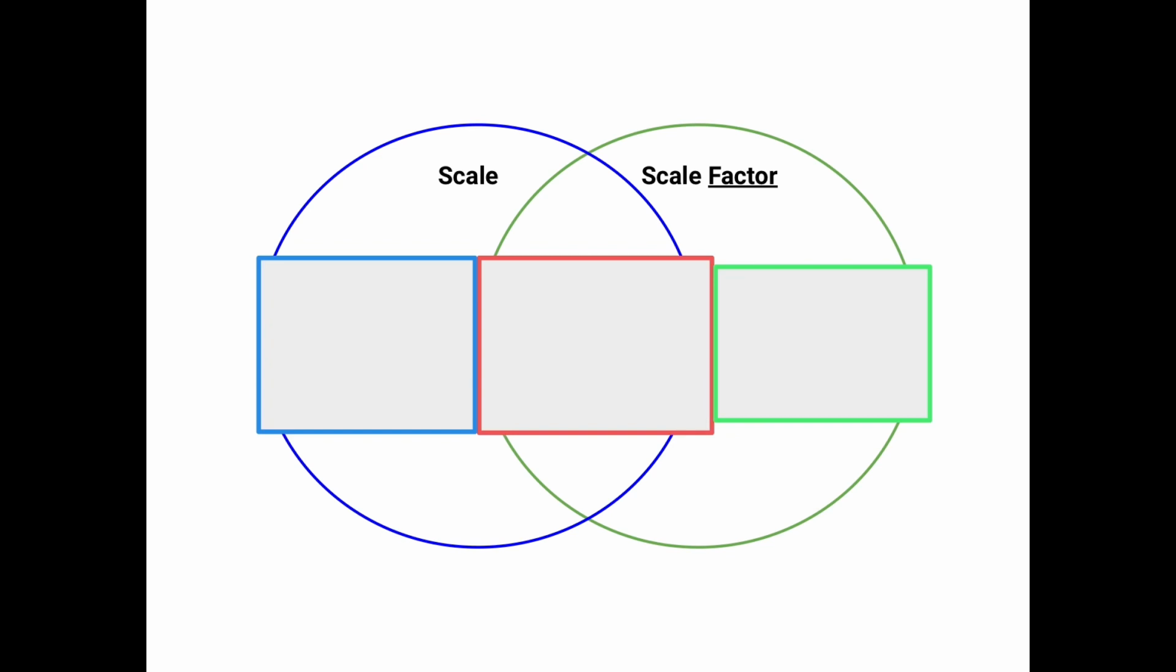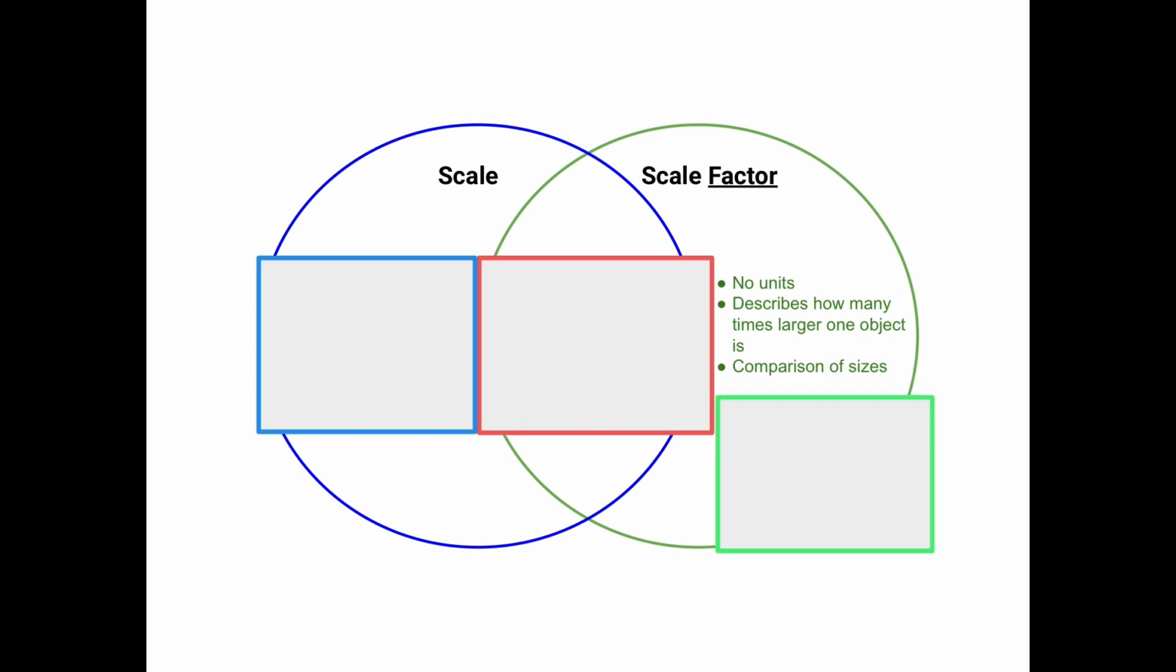So we've been talking mostly about scale factors in lesson 6. And what's true about scale factors is there's no units. Right? It's usually just 2, 3. It's not like 4 inches. Scale factors describe how many times larger one object is. It could be smaller. And we use that to compare the sizes of two objects.